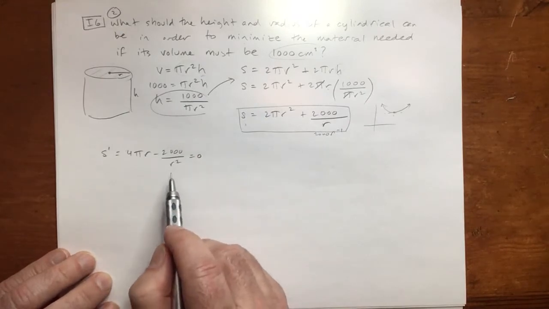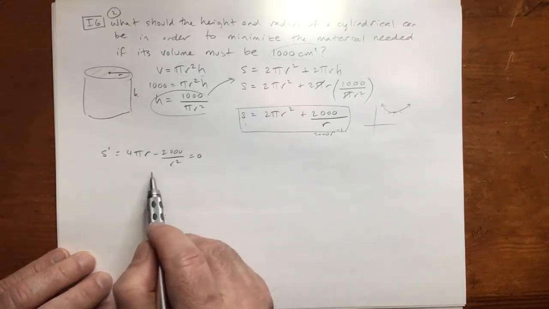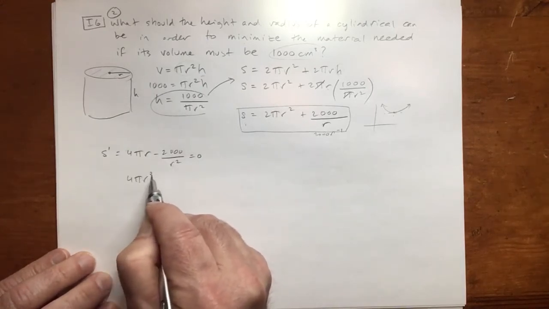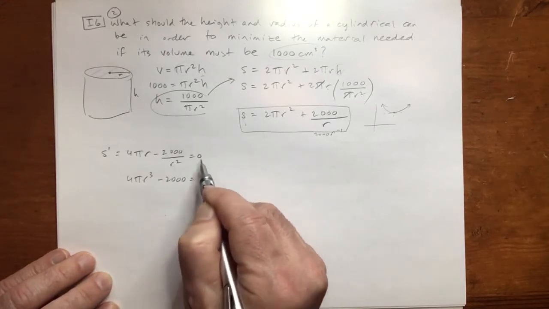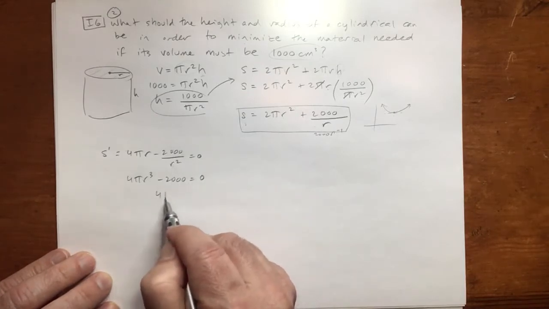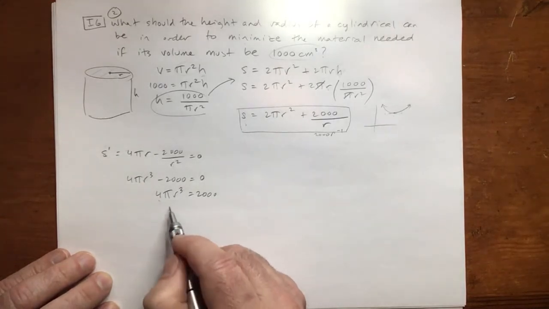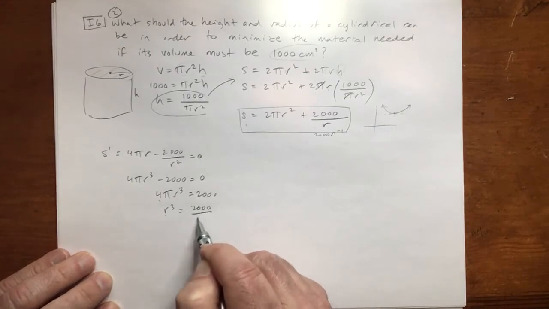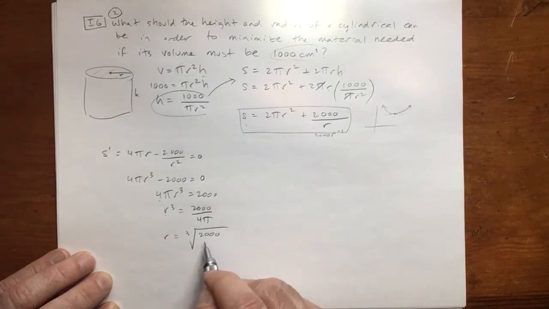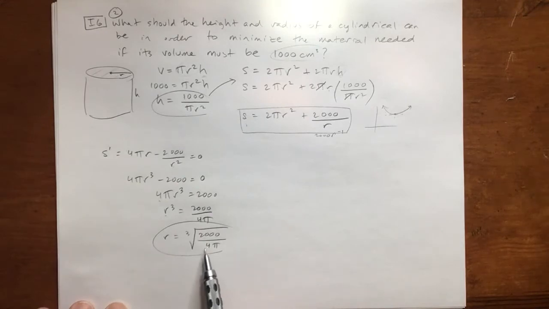Okay, so I think it's probably easiest if I just multiply everything by r squared. And I'll get 4 pi r cubed minus 2,000. Multiply 0 by r squared, I still get 0. Now I'll add my 2,000 to both sides. Divide by 4 pi. And I get a nasty answer. But that's only half of the answer. I'll leave it like that.